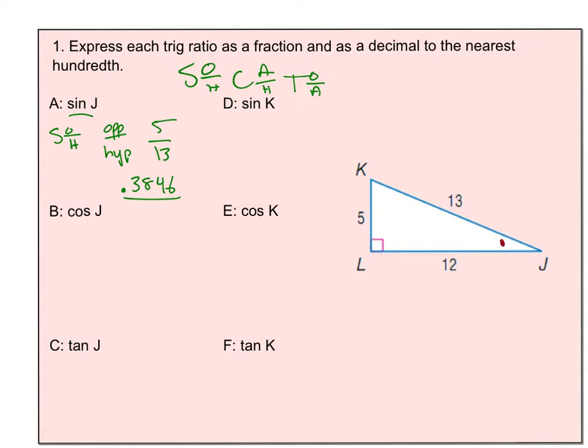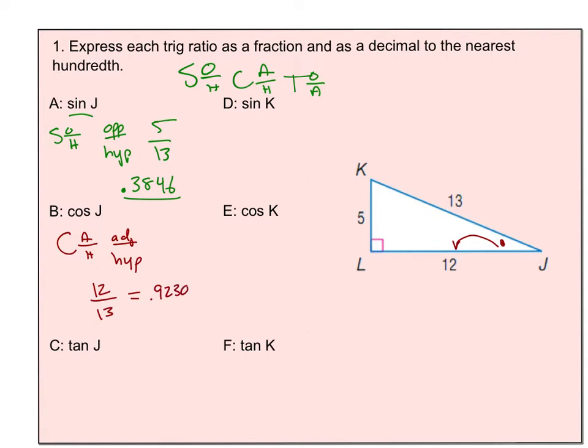is from J, same thing. So the side that is touching it, or the side that is next to it, that is just going to be 12 over 13, which is going to be 0.9230.